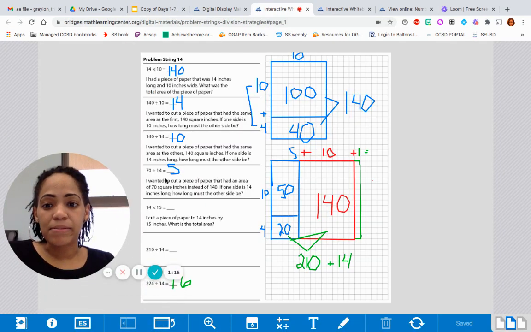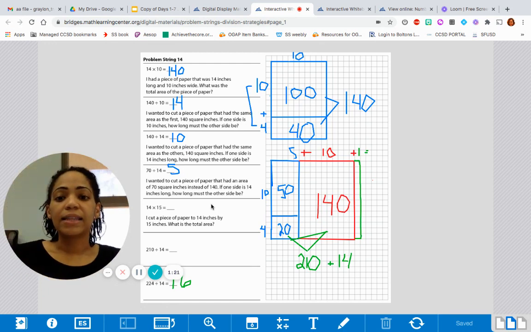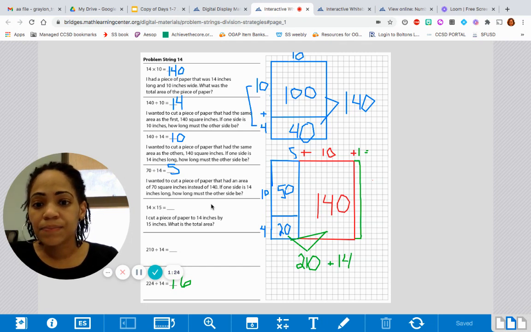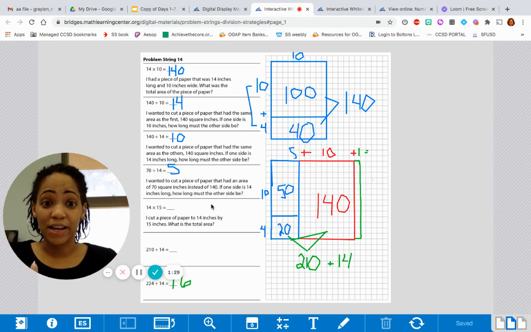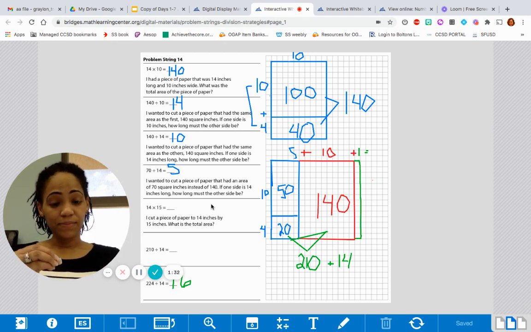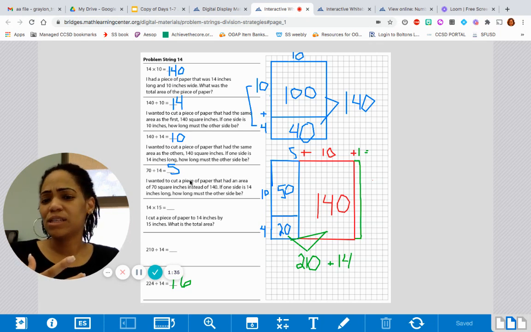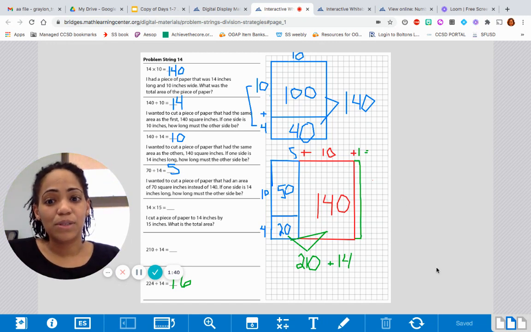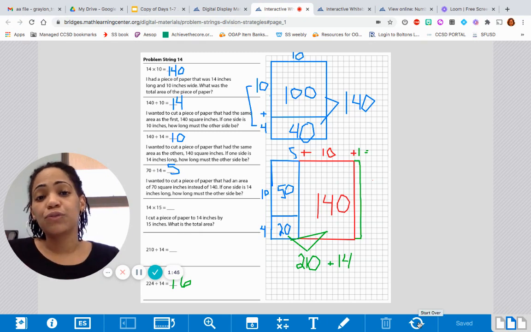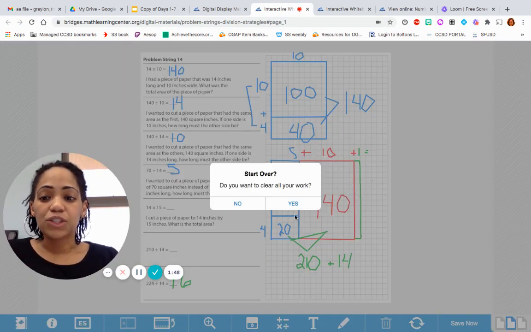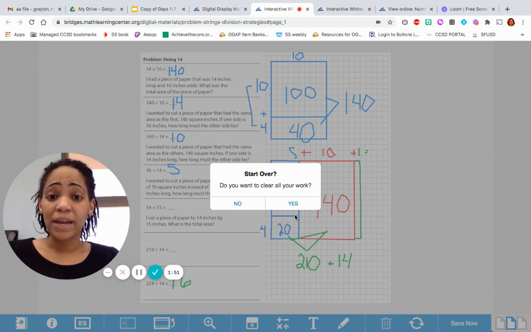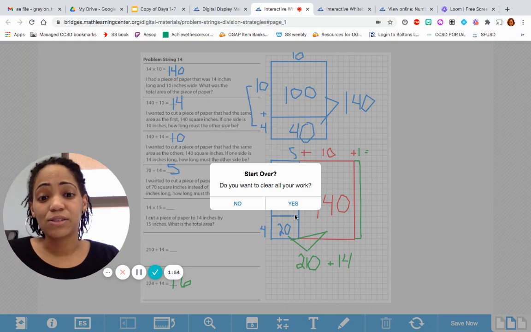Yesterday, we had a problem that was 70 divided by 14, and it says that the area is 70 square inches, and one side is 14 inches long, and we were trying to figure out the other side. What I said is that maybe you see the relationship between 70 and 140, but maybe you did not see the relationship between 70 and 14. So I'm going to show you really quickly a better strategy than what we used yesterday to solve this problem.